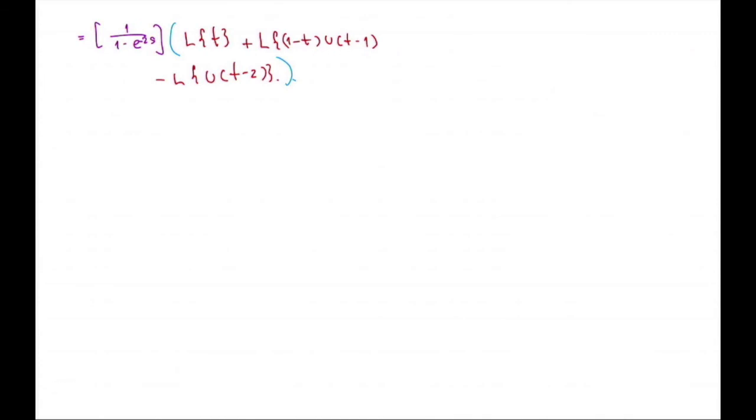Okay, first, the Laplace transform of t should be simple, right? We have the formula for that. It's the Laplace transform of t to the n, which is t to the 1. The Laplace transform of t to the n is n factorial divided by s to the n plus 1. So you get 1 factorial divided by s squared, which is 1 over s. Okay, so this one is done.